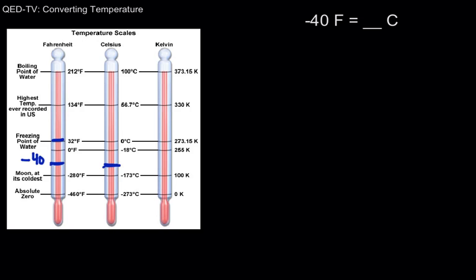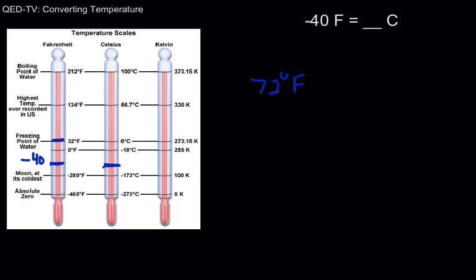So how far below freezing is negative 40? Well, if you go down 32, you're going to get to 0, then you go down another 40, so it's going to be 72 degrees. 72 degrees Fahrenheit below freezing is what I want to convert. I don't want to convert negative 40. I want to convert 72 degrees Fahrenheit.